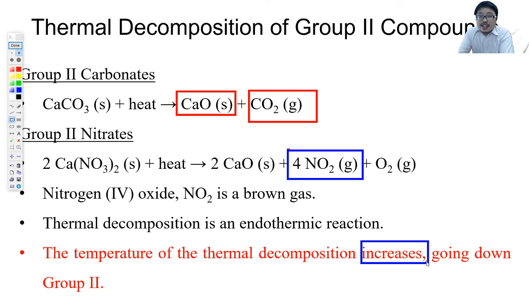The reason behind this again lies in the A2 chapter, lattice energy. But for now, for AS, you don't have to know the reasoning behind it. For A2, you have to know the reasoning behind it. But please remember, this type of question regarding thermal decomposition is a popular question in paper 1 and paper 2.